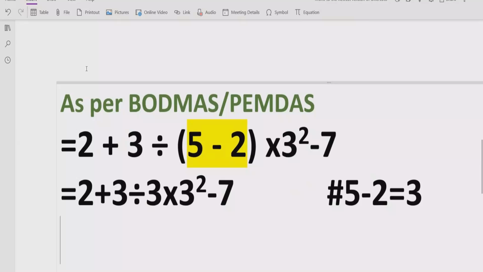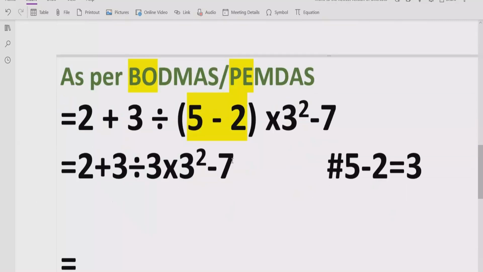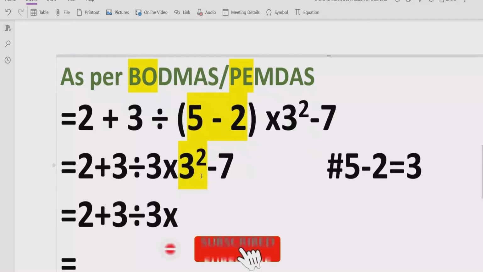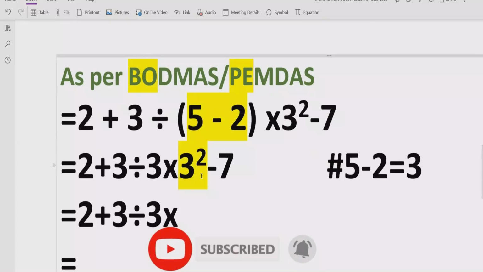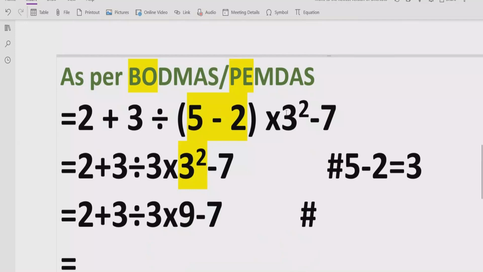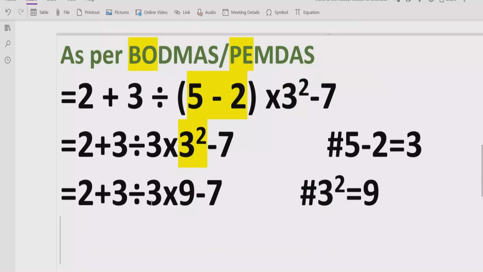Now move forward. Step number 2, we have to solve the exponent part or power of any number. So we have to solve this one, which is 3 raised to power 2. And it becomes 2 plus 3 divided by 3 multiplied by 3 raised to power 2, which means 9, minus 7. And here we have to give the reference: 3 raised to power 2. Now we have to go left to right for solving division and multiplication.